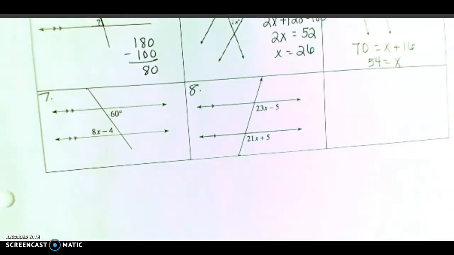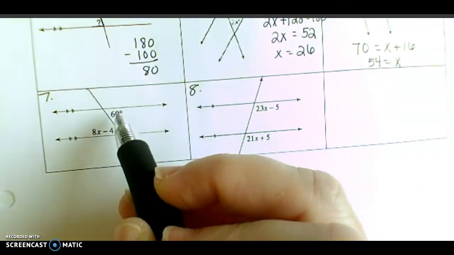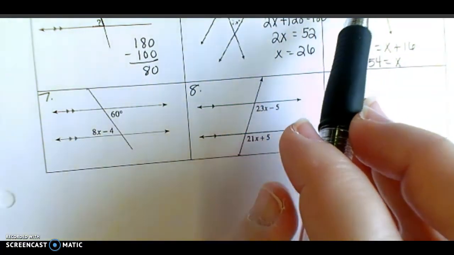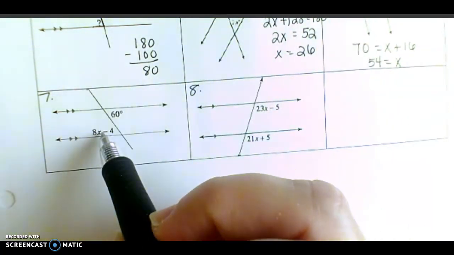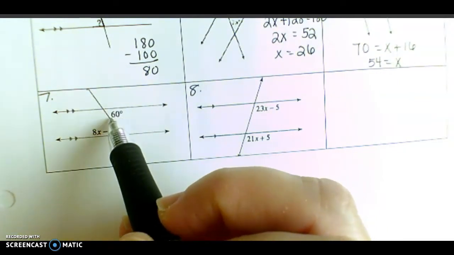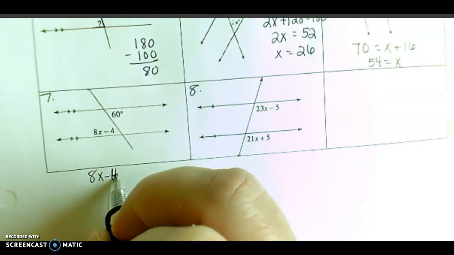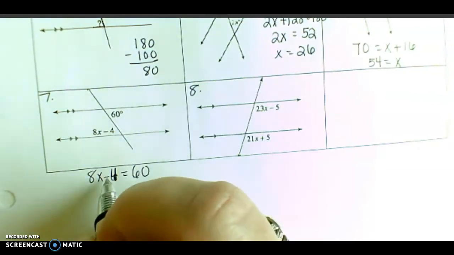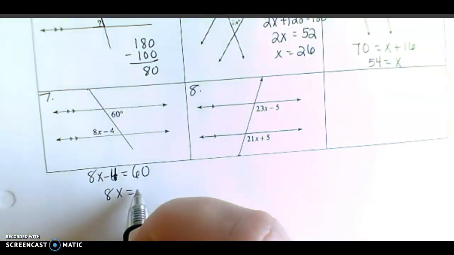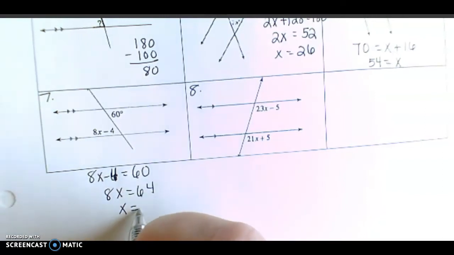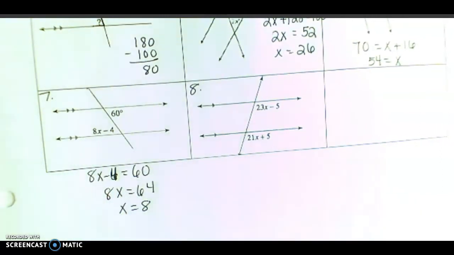Number 7, these are alternate interior angles. So alternate exterior angles were congruent. Alternate interior angles are congruent. They're also both little. So because it's congruent, I just put an equals between it. And then I solve. So I'm going to add 4 on both sides. Divide by 8. And then I get x equals 8.